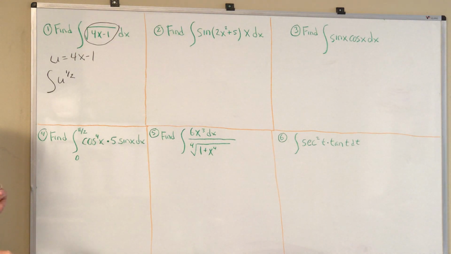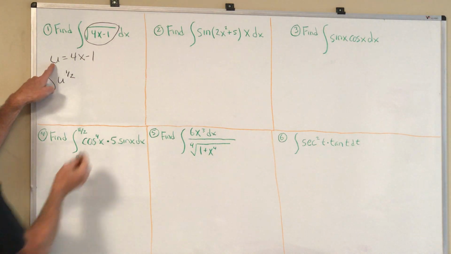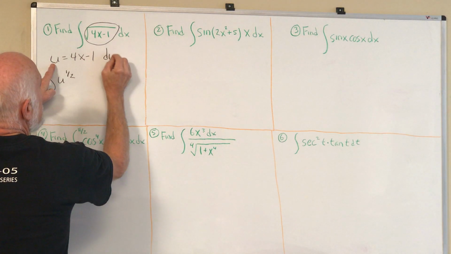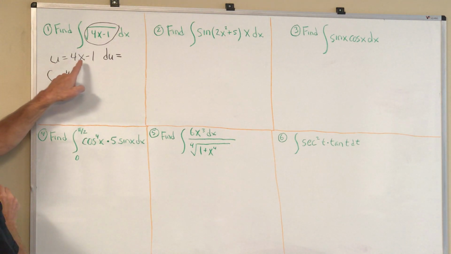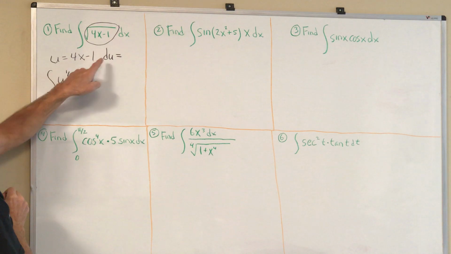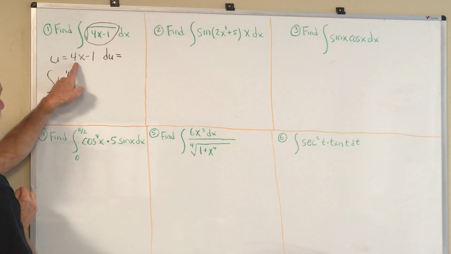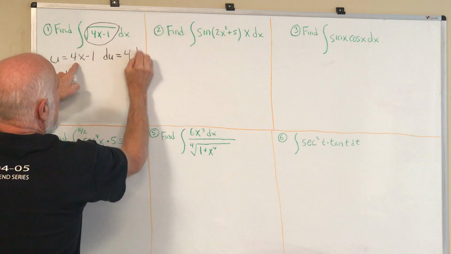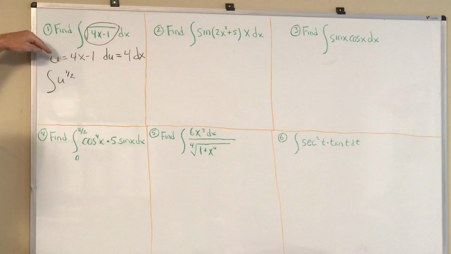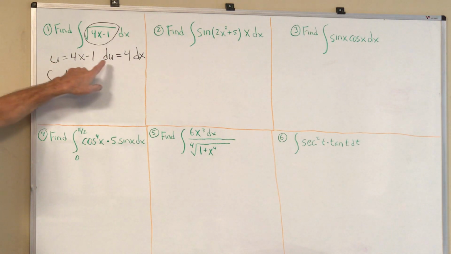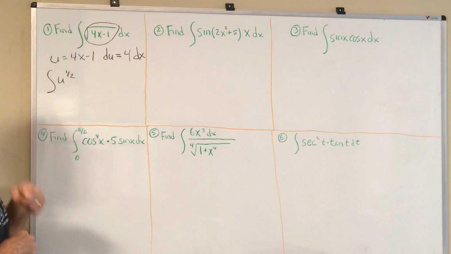So we're going to do something we haven't done in a while. We're going to take the differential. We're going to take du. Well, if you remember, du is equal to f prime of x dx. Well, the derivative of this is 4. In other words, it's sort of like saying du dx, the derivative of u with respect to x is 4. So du is equal to 4 dx in differential form.